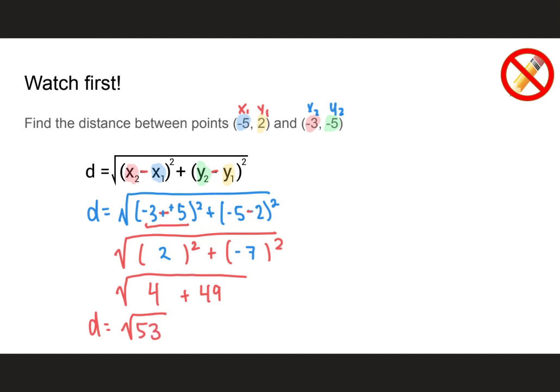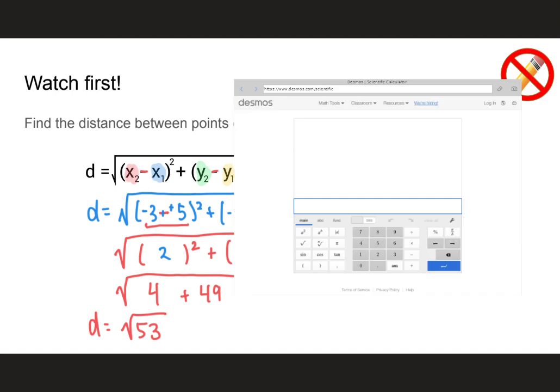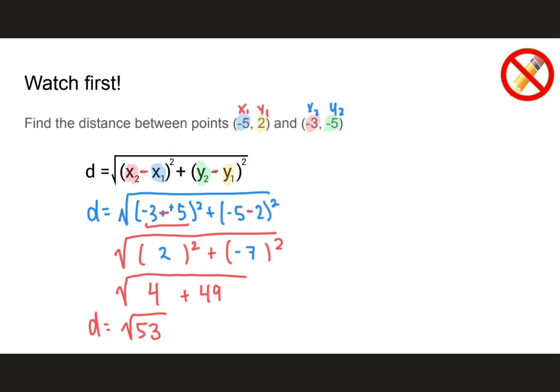And then we're going to go ahead and put that in our calculator. So when we type the square root in our calculator, you're going to round to two numbers after the decimal. So the distance is going to be approximately 3.61.